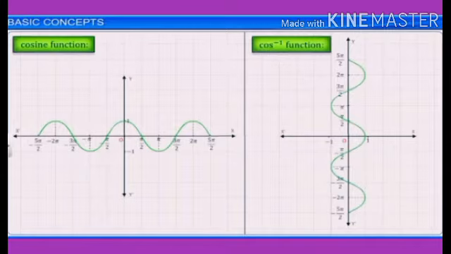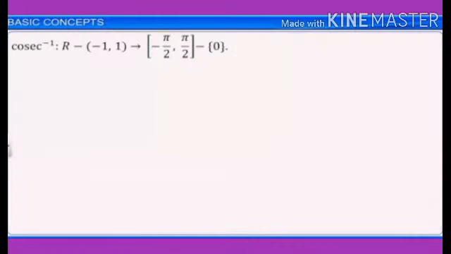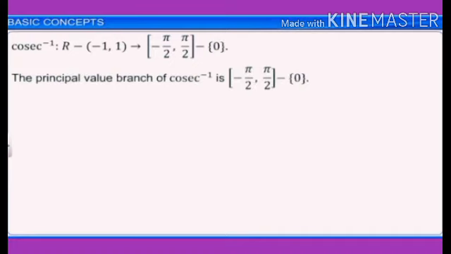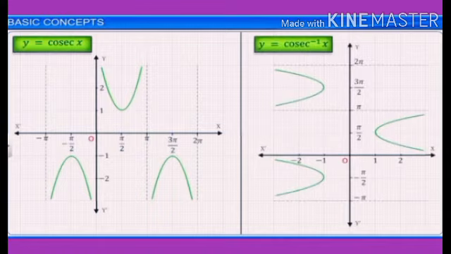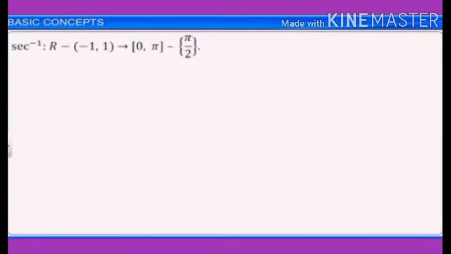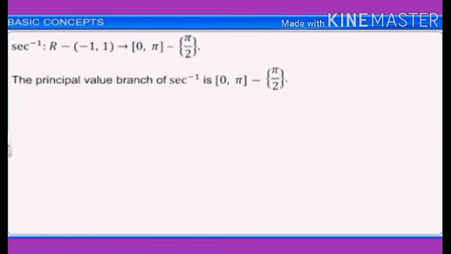Similarly, working on the same lines, the other four inverse trigonometric functions can be defined. The domain and range of the inverse cosecant function is shown here. The principal value branch of cosecant inverse is closed interval -pi upon 2, pi upon 2, excluding 0. Here are the graphs of the functions cosecant and its inverse. The domain and range of the inverse secant function are shown here. The principal value branch of secant inverse is closed interval 0, pi, excluding pi upon 2. Here are the graphs of the functions secant and its inverse.